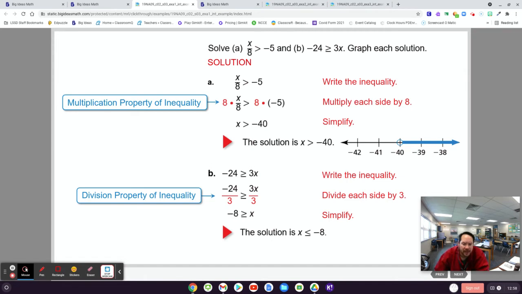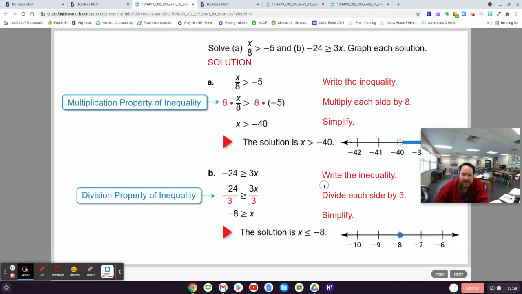Okay, would you have an open or closed circle to graph that one? Yes, it would be a closed circle because it can include negative 8. And would the arrow be going to the left or to the right? The arrow would be going to the left because it's anything smaller than or equal to negative 8. So closed circle on negative 8 goes to the left. Woo, okay. This is where things fall apart now.